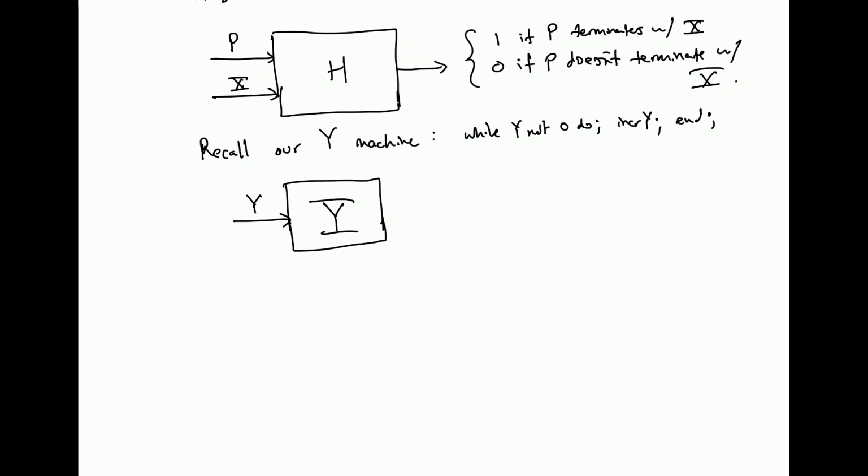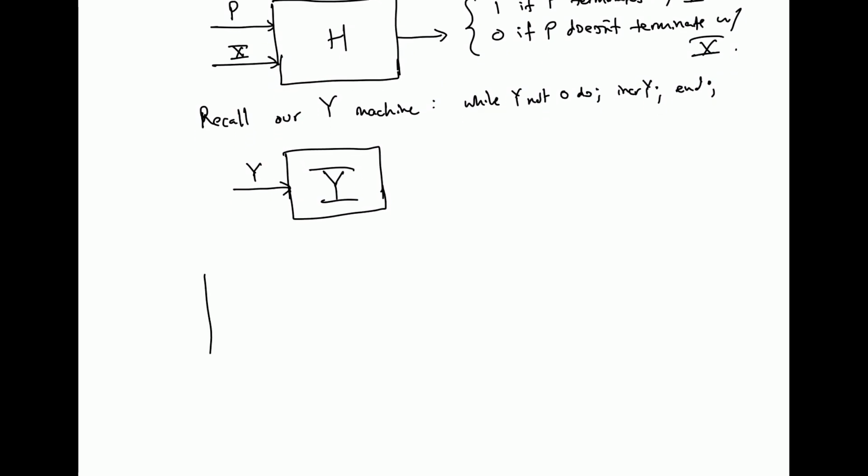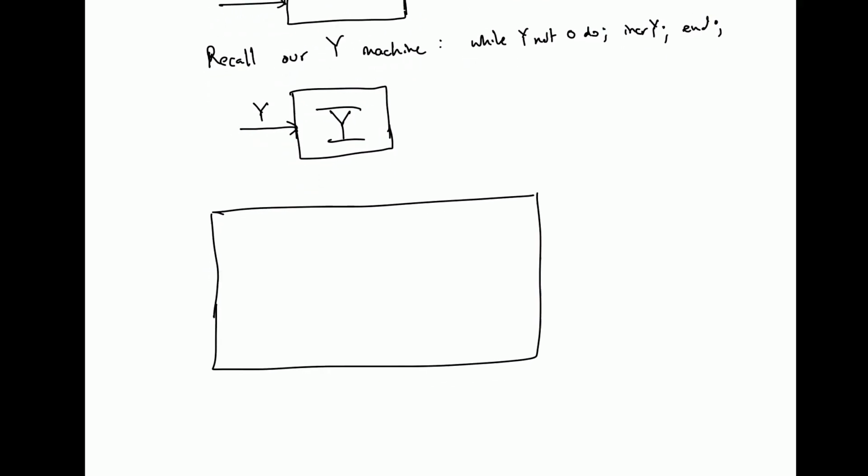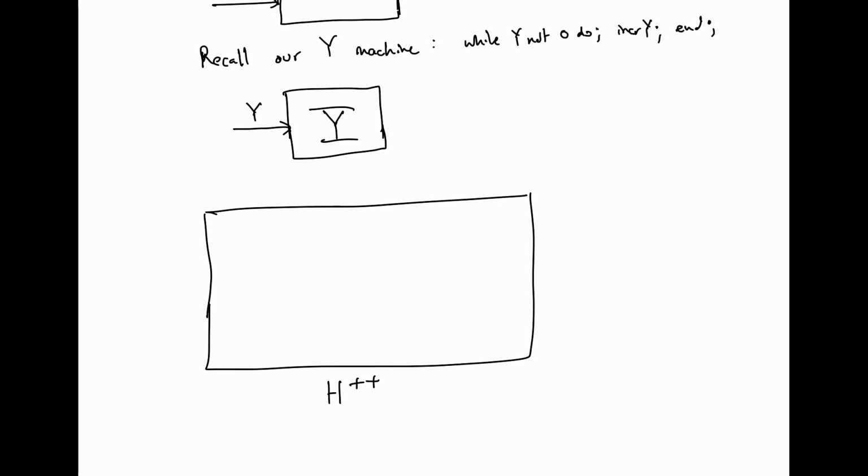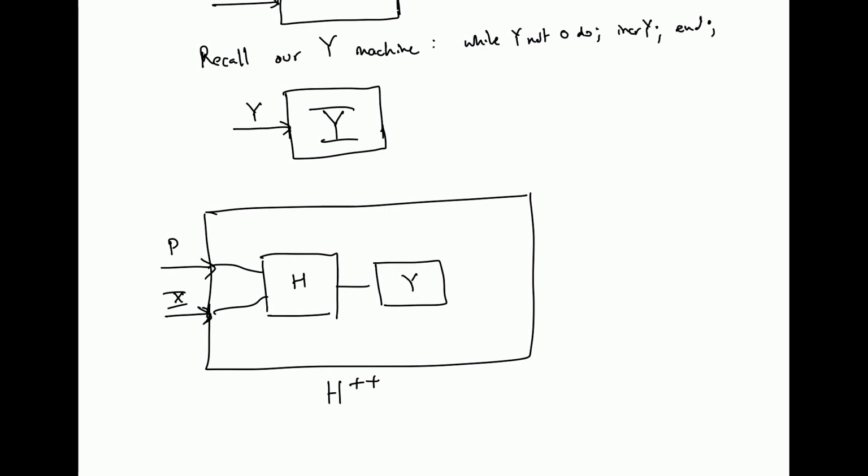Sure. Okay, so I'm going to make a new machine, which we could call H++. We can call it whatever we want, right? Inside, it's going to take in two things. It's going to take in a P, it's going to take in an X. It has the H machine inside. Those inputs go here. It outputs either a 0 or a 1 that goes to our Y machine.